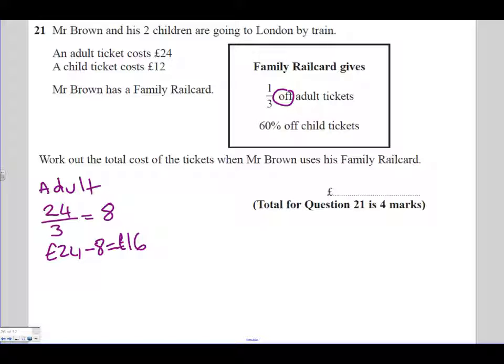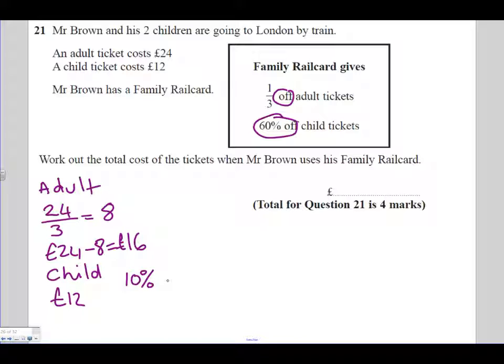Let's look at the child tickets. The child tickets are normally £12. However, we can take 60% off a child ticket. So let's work out 60% of our £12. So let's start by using our 10% rule.